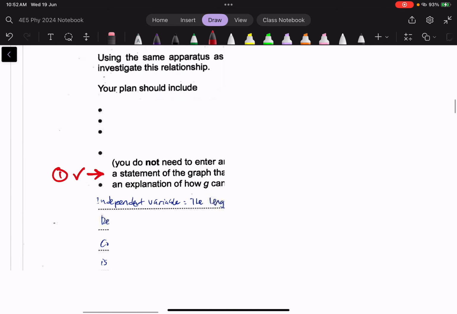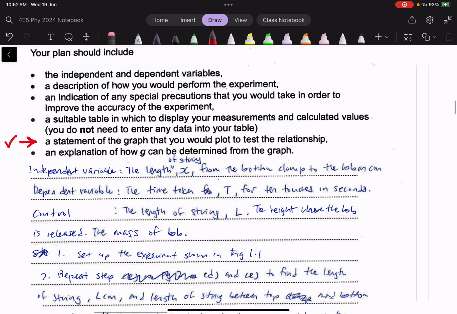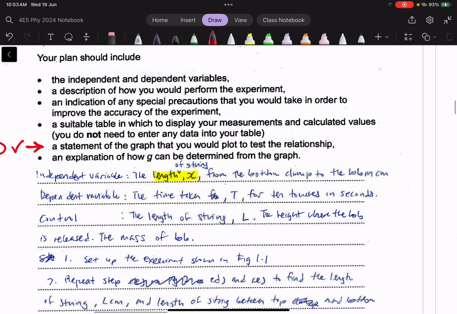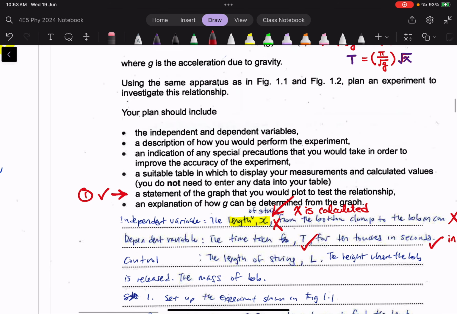Let's look at her friend's. Length x. Unfortunately, this one is wrong. Your x over here is wrong, right? X is calculated. So unfortunately, this one is wrong now. It should be small l. Time taken, correct. Didn't tell me it is in seconds, right? But because the first error is quite glaring, so unfortunately, this one, 0 mark.